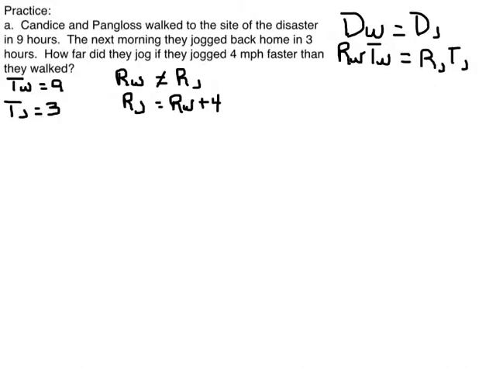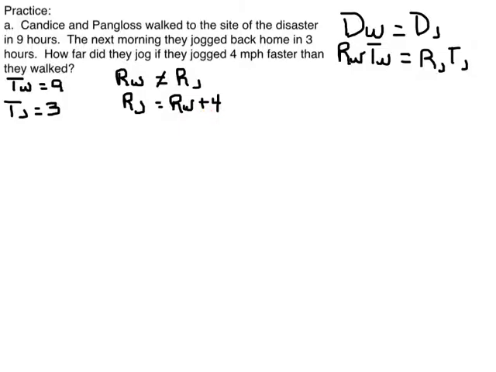Alright, so we know that the distance of walking is equal to the distance of jogging to the site. Now, we can change that into RW/TW equals RJ/TJ for walking and jogging. We also know that the time of walking was 9 hours and the time of jogging was 3 hours. So we know both times. And the only thing we know about the rate, they're not the same. So we know that the rate of the jogging would be the same as the rate of walking if we added 4 to it, because they jogged 4 miles per hour faster than they walked.